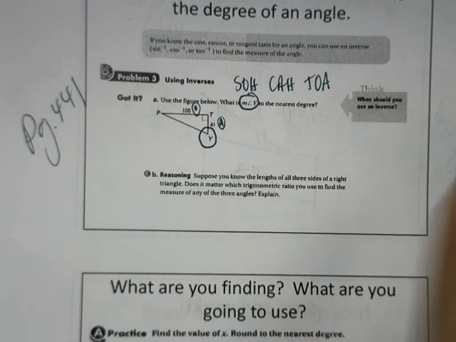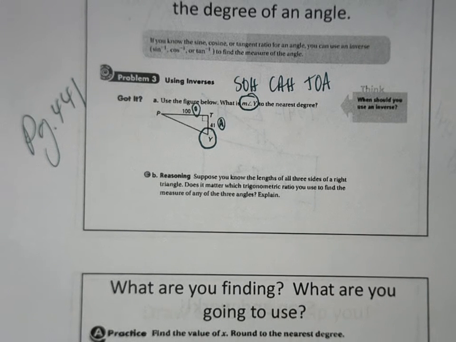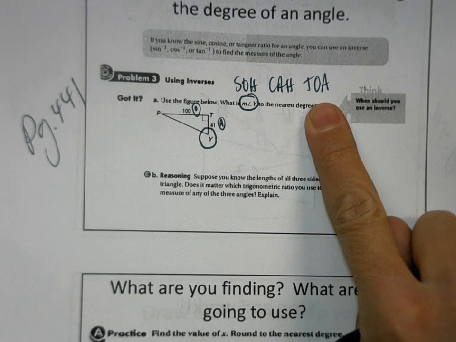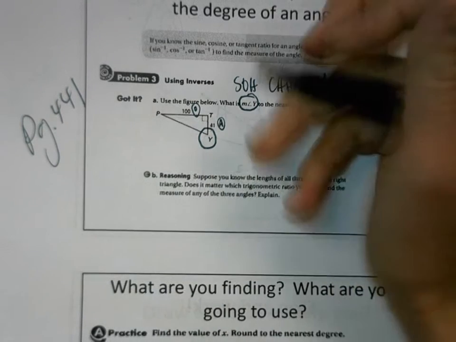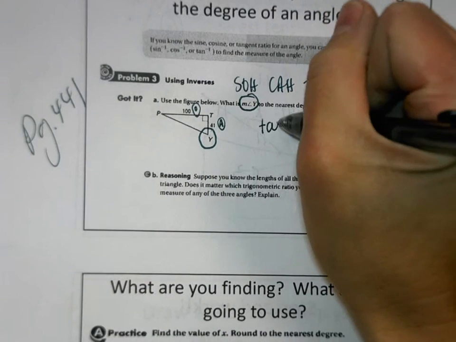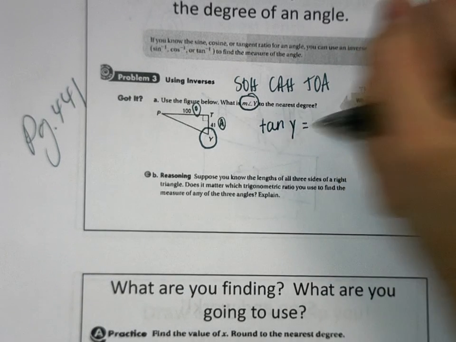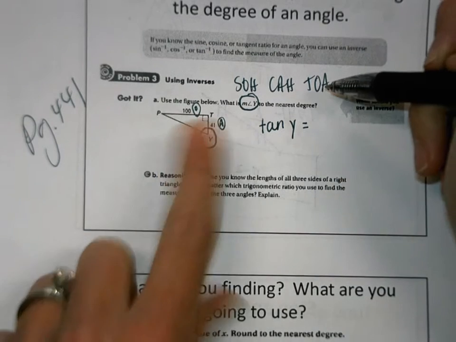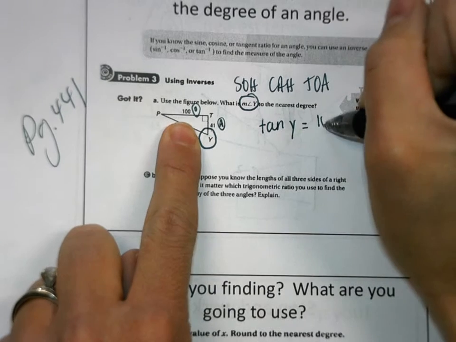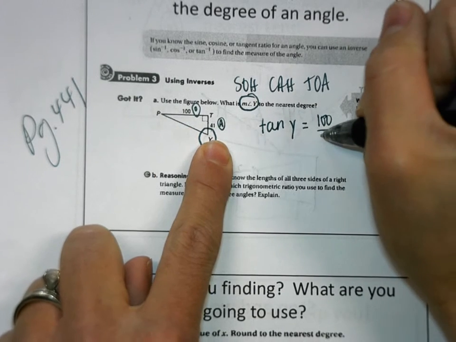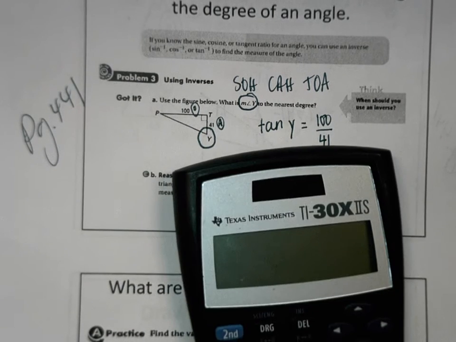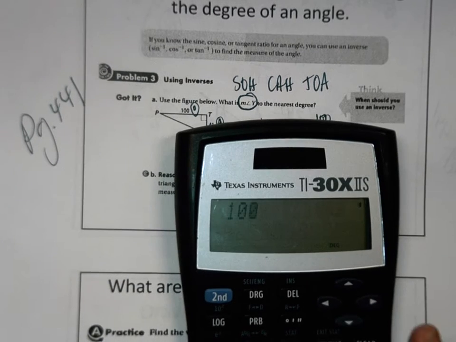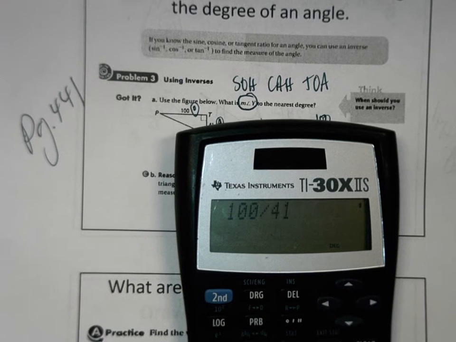And then from there, I'm only labeling the sides that have numbers or letters with them. So using SOHCAHTOA, which trig function will I use? TOA, right? Because that stands for tangent, because I have O and A. So I'm going to write this as tan of Y equals, and then opposite, which is 100, over adjacent, which is 41. So the next thing you're going to do is in your calculator, type in 100 divided by 41.